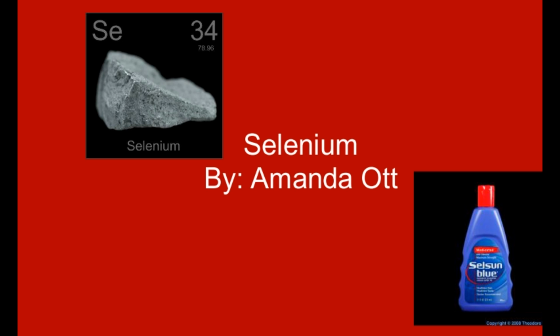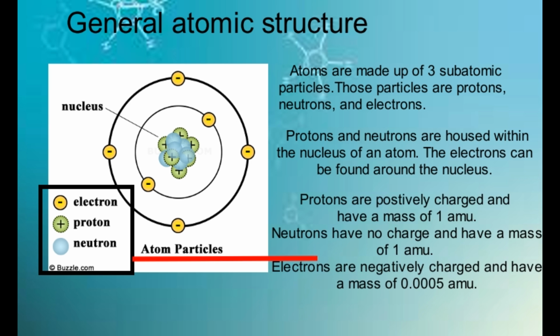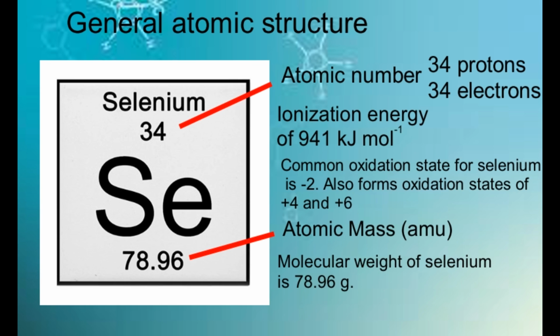In this video, we will learn more in depth about selenium. To recap, atoms have three subatomic particles: protons, which are positively charged, electrons, which are negatively charged, and neutrons, which have no charge. The atomic number of selenium is 34, which means it has 34 protons, and in a neutral atom, 34 electrons. A common oxidation state of selenium is -2, but it also forms +4 and +6 oxidation states.